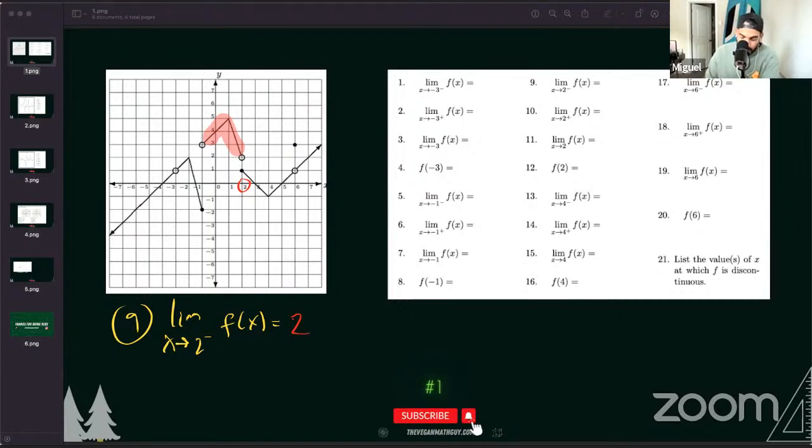And now let's try number 10. Number 10, the limit as x approaches 2 from the right side. Okay, back to our function. You're approaching 2 from the right side. So you're coming from the right side, and we could almost safely say here that it is going to be 1 because there's an actual closed circle.